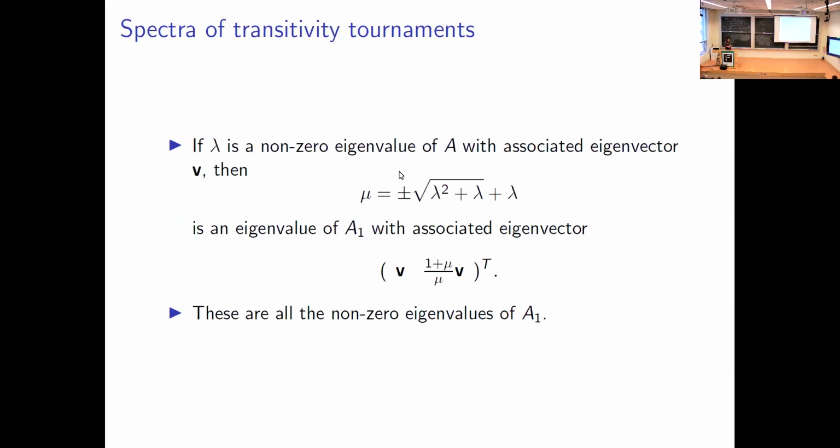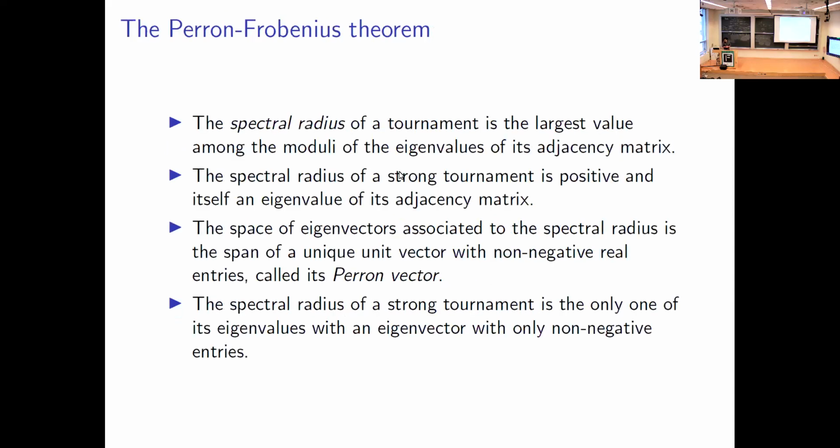So it turns out that if you start with a non-zero eigenvalue lambda for A, this expression for mu in terms of lambda gives us 2 eigenvalues for A sub 1, depending on which sign you choose in front of the square root. And if v is an eigenvector of A associated with lambda, then this expression in terms of v and mu will give us an eigenvector of A sub 1 associated with mu. And it turns out these are all of the non-zero eigenvalues for A sub 1.